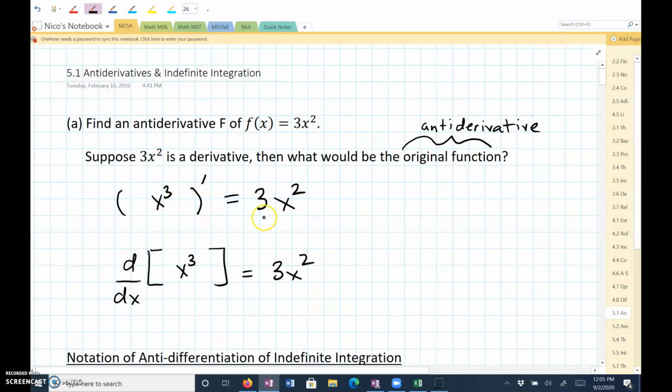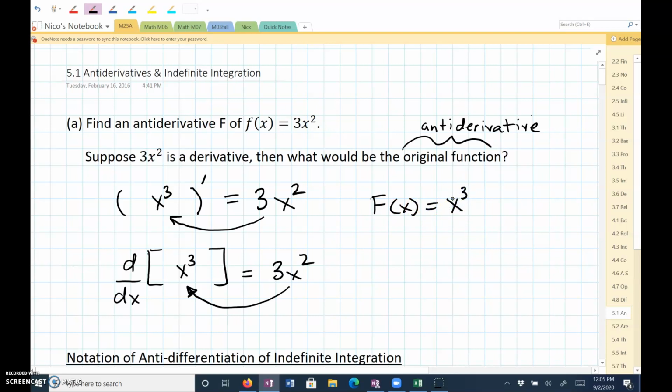So going back this way, where we're finding the original function, that's known as the antiderivative. So find the antiderivative of 3x squared. F of x, that's the notation for the antiderivative, would be x cubed.